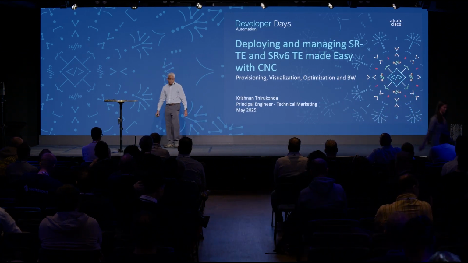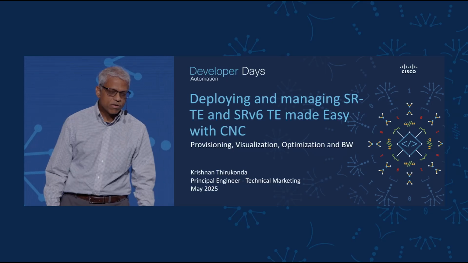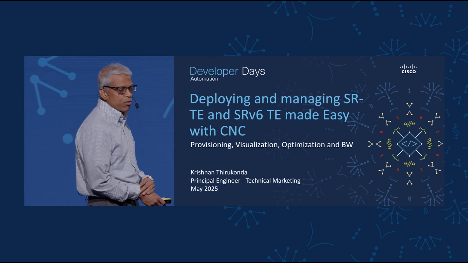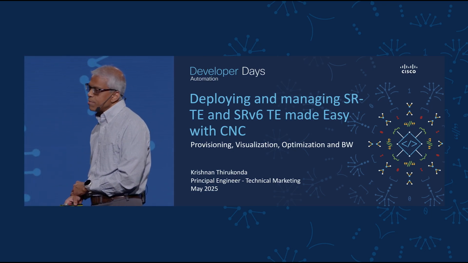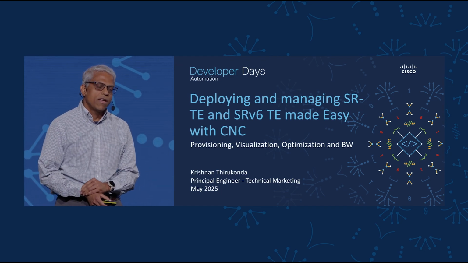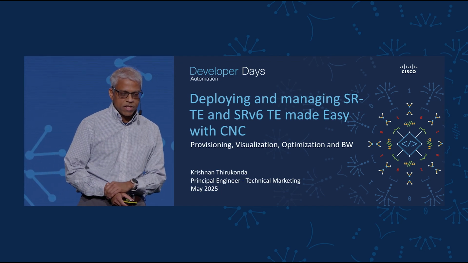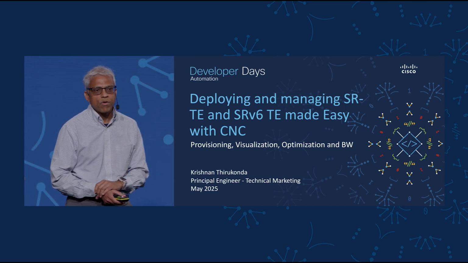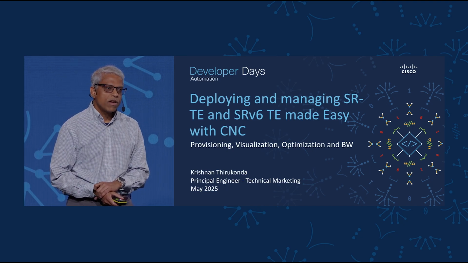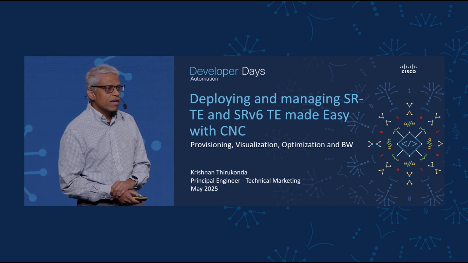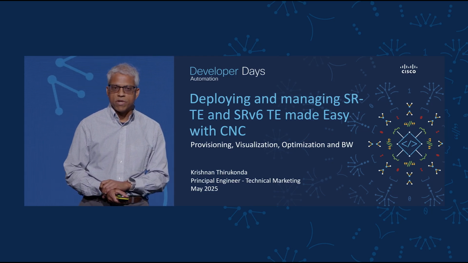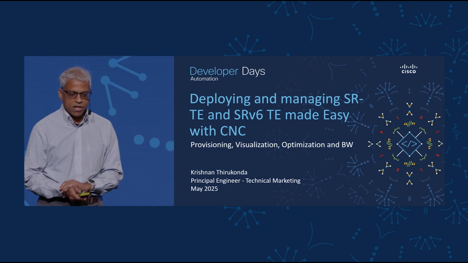So this was a great segue into the next topic, where we are going to be talking about deploying and managing segment-routed traffic engineering networks that are made easy with Crosswork Network Controller, which supports automated provisioning, visualization, real-time optimization, and bandwidth use cases. As Matthias mentioned, visualization is a very important piece for operations teams. When you get into traffic engineering, where you're doing a lot of custom routing, custom paths, this is very key for anybody that is in charge of running this network and delivering services.